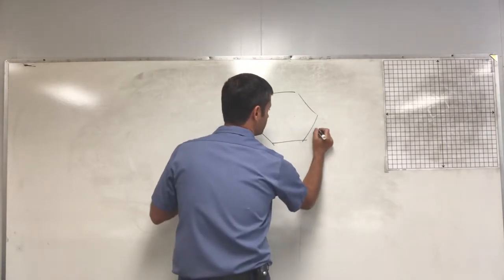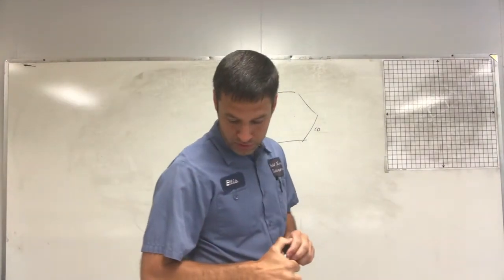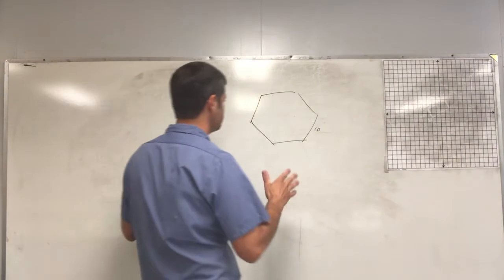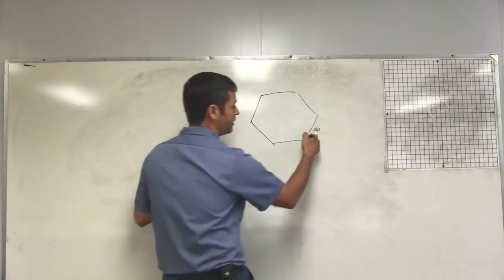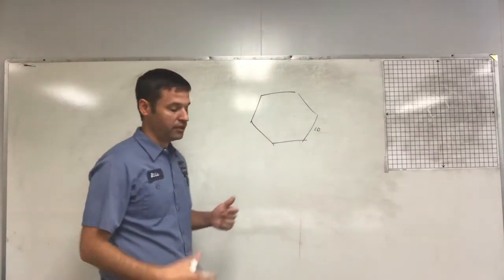The only thing you know is this is 10 or whatever. That's what the book says, it's 10. So probably your test will have some other number other than 10. The same procedure applies. This is 10, this is 10, this is 10, this is 10, this is 10, this is 10. The reason you know they're all 10 is because it's a regular hexagon.